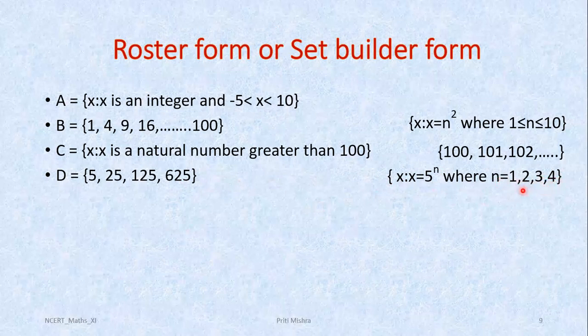So you need to mention here all the numbers for n. Only 4 elements are there, a limited set this is. So you can write 4 numbers there.